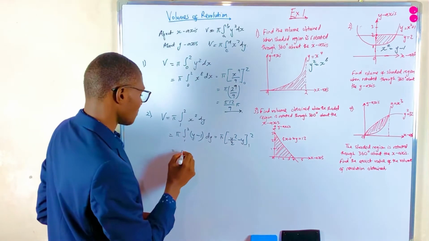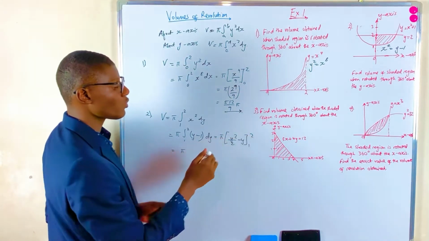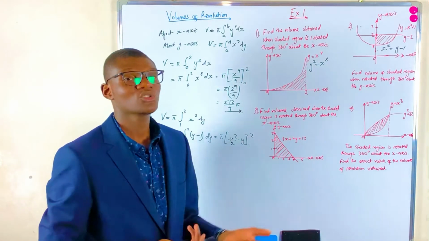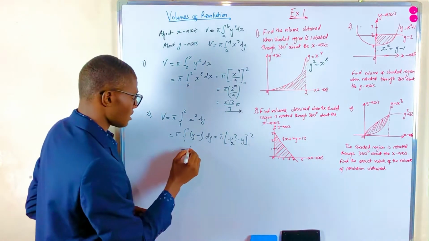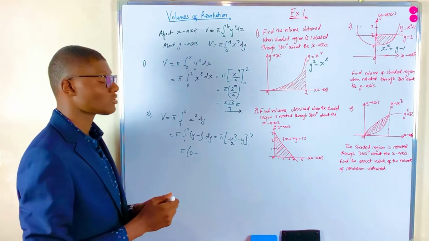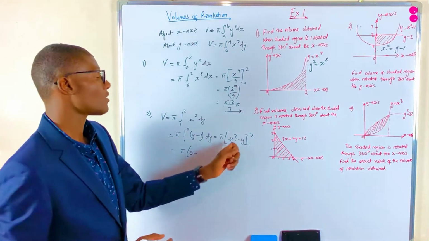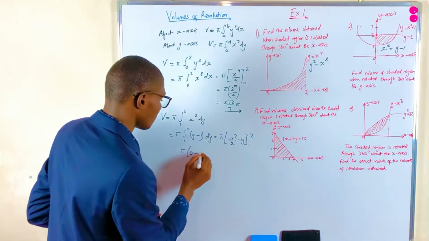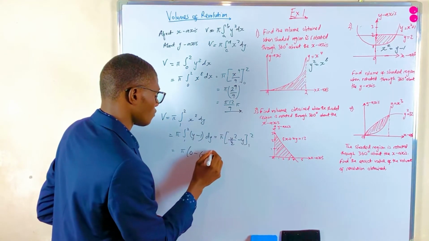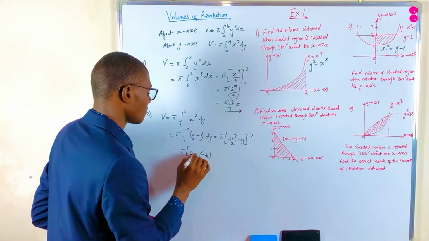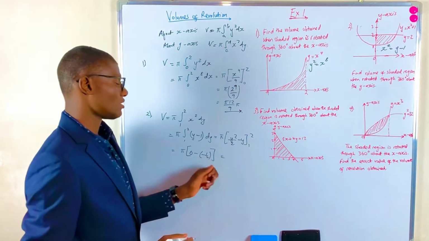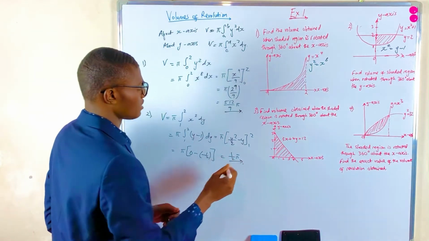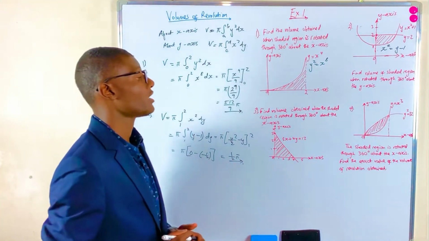Substituting the upper limit first, we've got pi times 2 squared over 2 minus 2. That's 4 over 2 minus 2, which is 0. So saying 0 minus, substituting the lower limit 1, saying 1 squared over 2, that's a half, minus 1, that's minus half. So we're simply saying 0 minus minus half, which will give us a half times pi, that's half pi cubic units. So this is the result that we get from number 2.